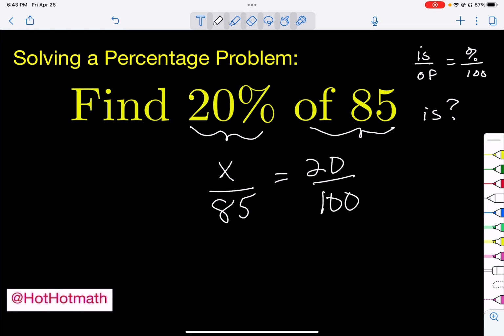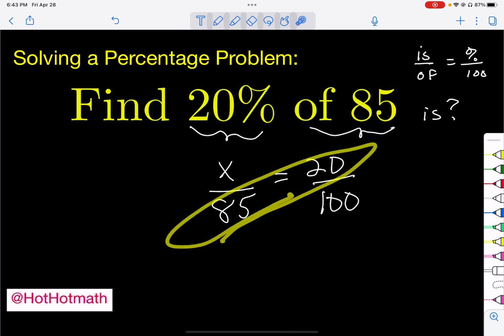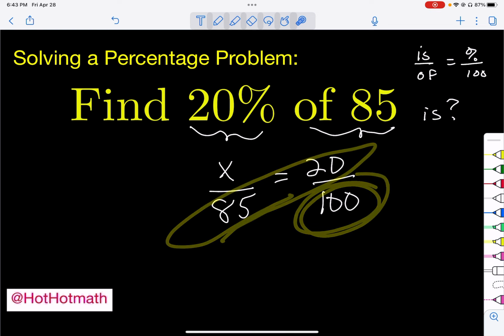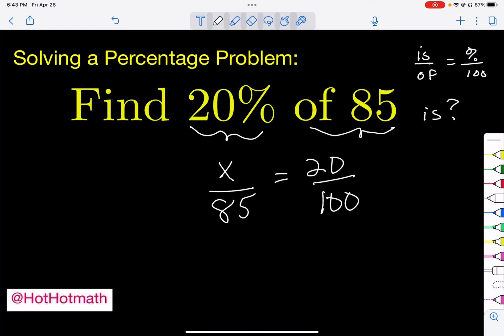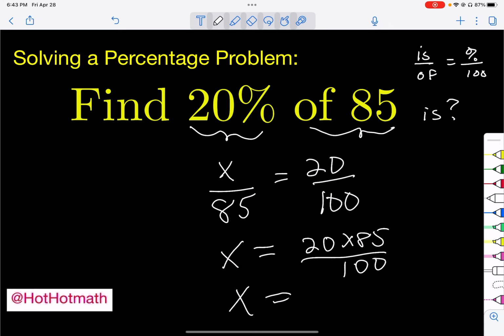Now to solve a proportion, you are always going to multiply the two numbers across from each other and divide by the number you haven't used. So this is just going to be 20 times 85 divided by 100. So multiply the two that are across from each other and divide by the number you haven't used. So 20 times 85 is 1700, divided by 100 is 17. So there's the first type.